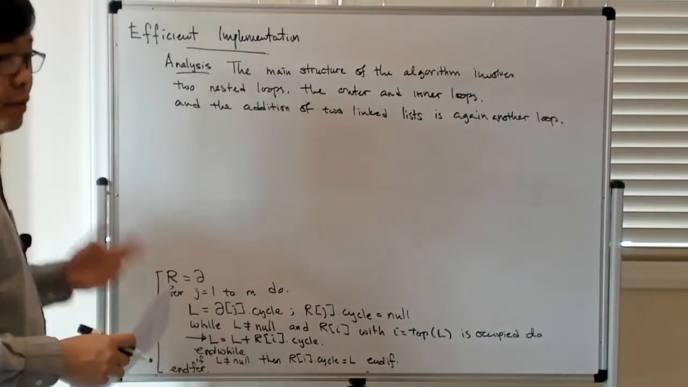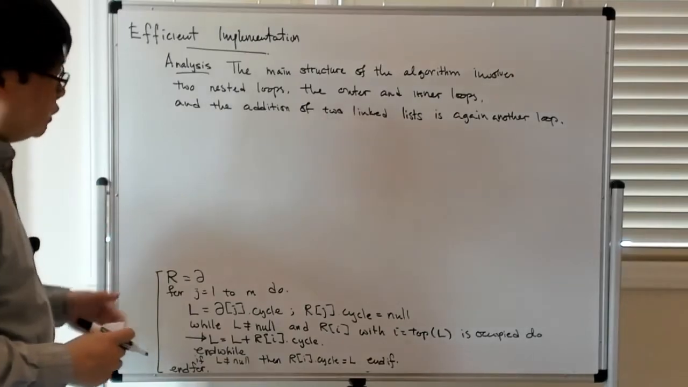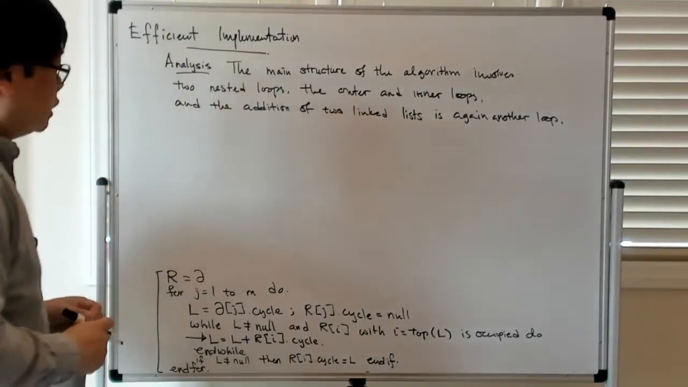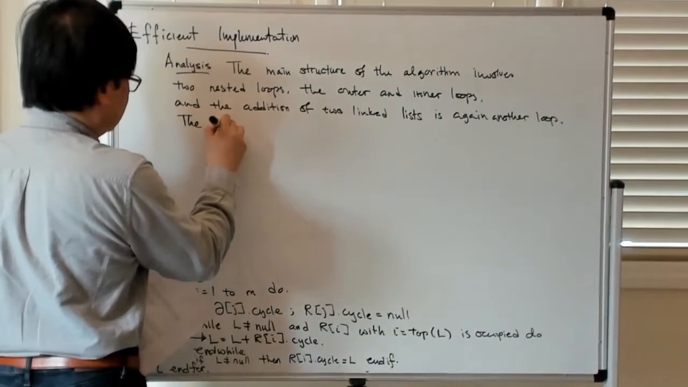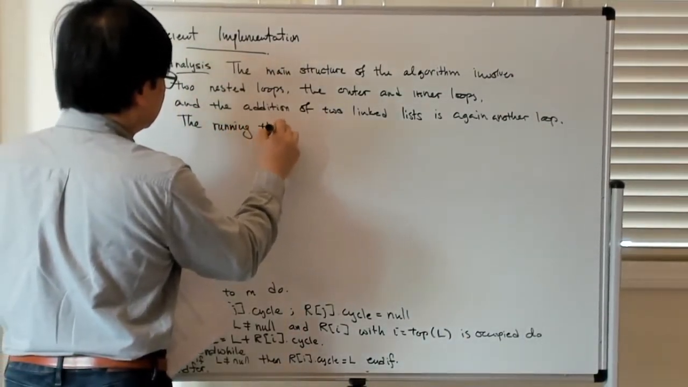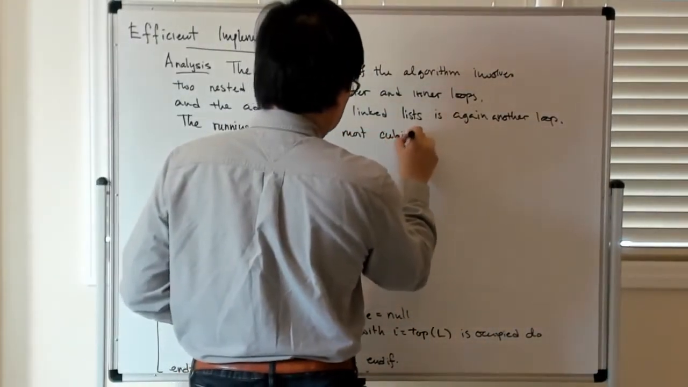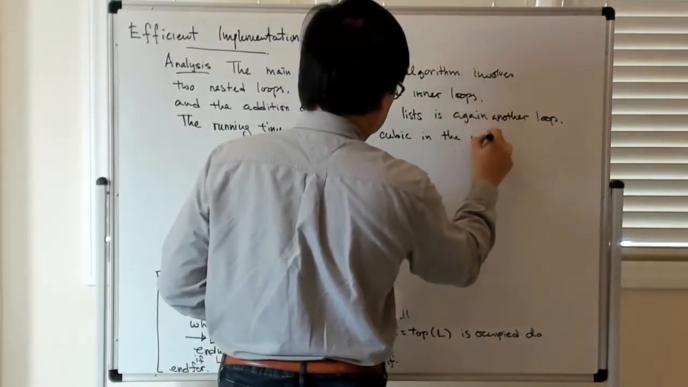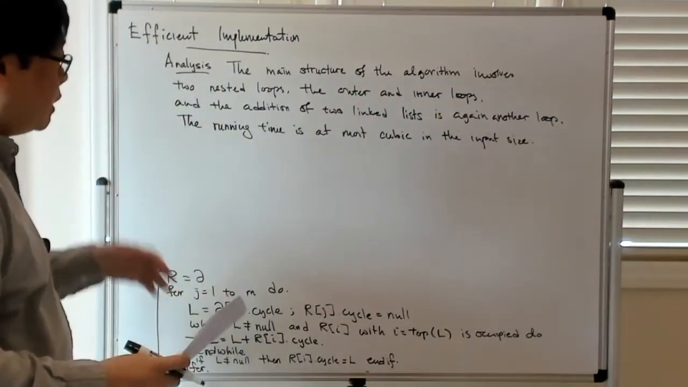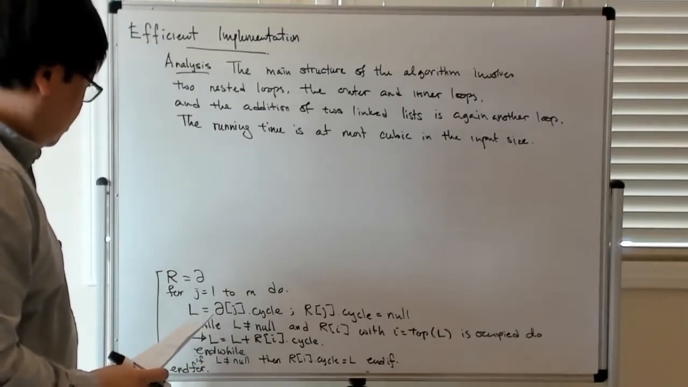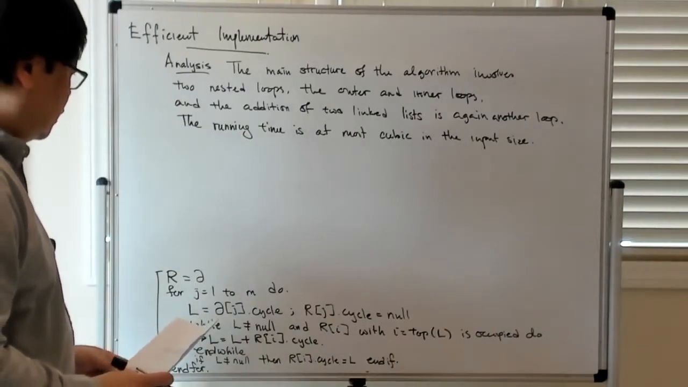So you know that the upper bound to the running time is at most cubic in the input size. So the running time is at most cubic in the input size, which is, of course, consistent with what you would expect from the usual implementation of the reduction algorithm.